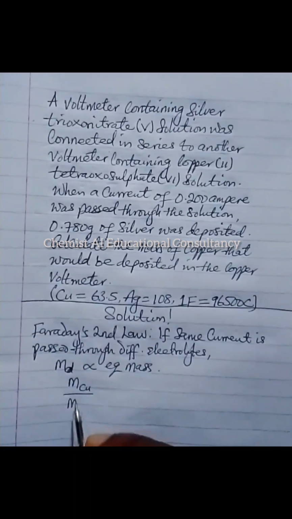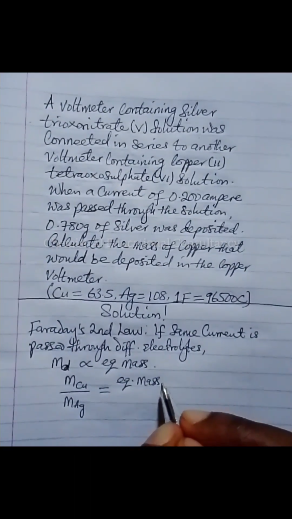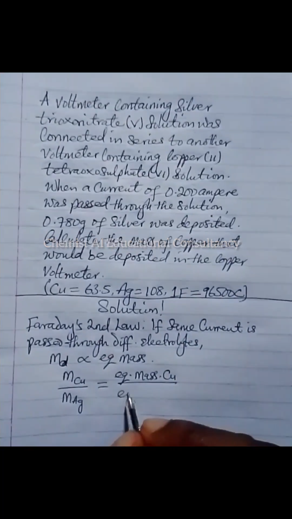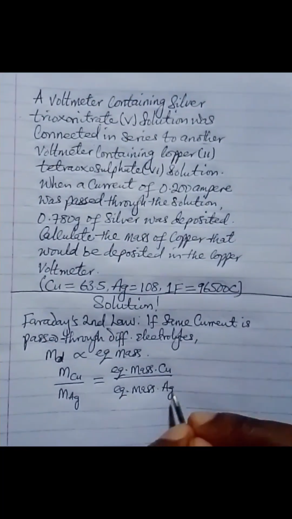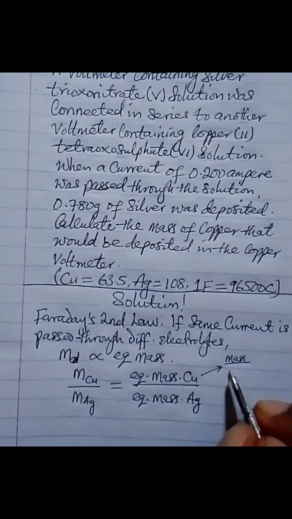Therefore, the second law equation according to this question is mass of copper over mass of silver deposited equals equivalent mass of copper over equivalent mass of silver. Now, equivalent mass in chemistry means atomic mass divided by valency.